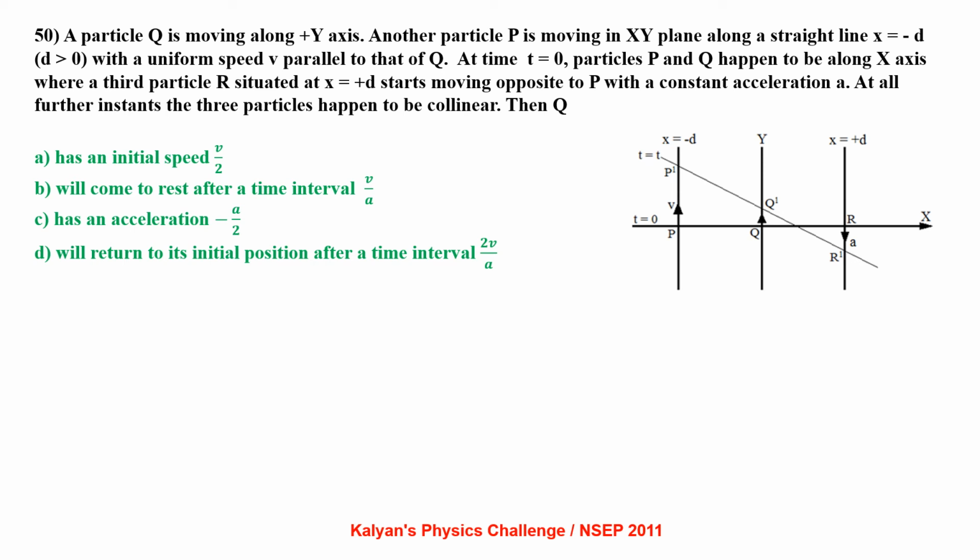Then Q has an initial speed of v by 2, will come to rest after a time interval of v by a, has an acceleration of minus a by 2, will return to its initial position after a time interval of 2v by a. See the diagram carefully at t equal to 0 and at t equal to t.